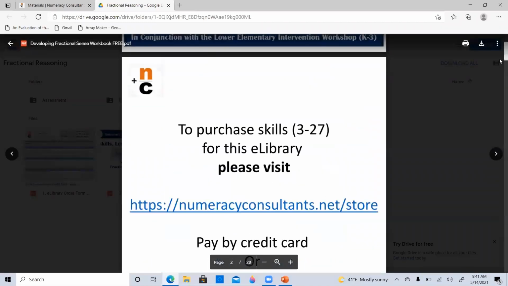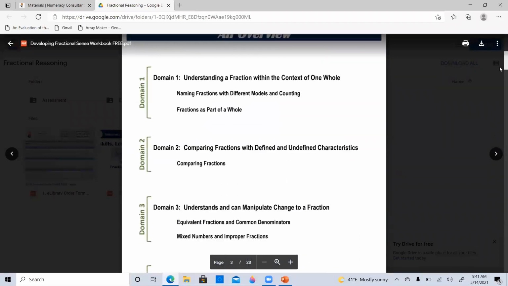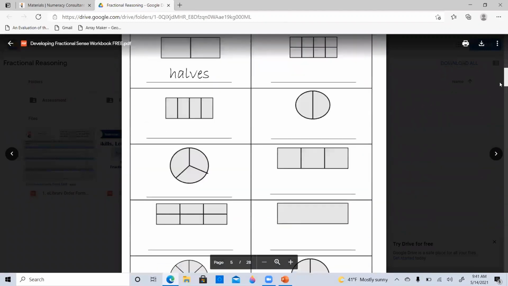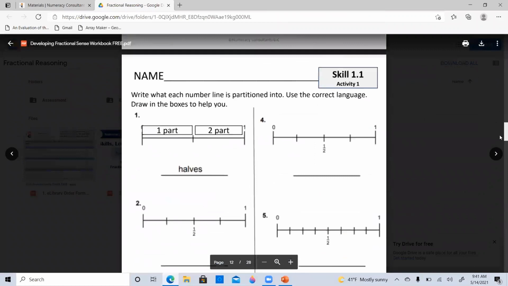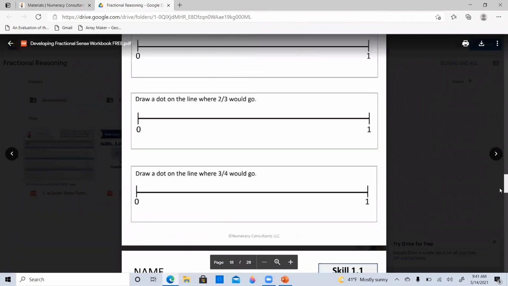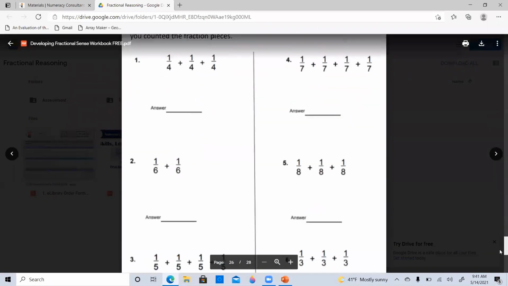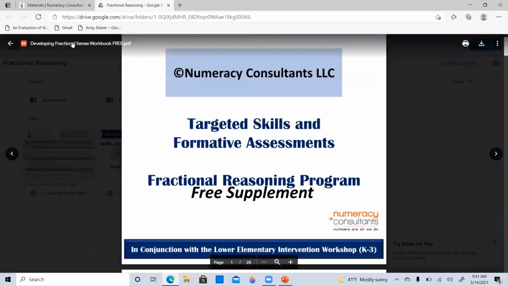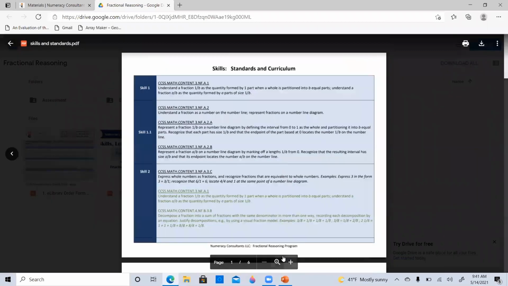So the fractional reasoning book is going to give you the first 3 skills. Though the lessons will give you up to 6, when it comes to the workbook, you'll get all the materials for the first 3 skills, which have to do with skill 1, skill 1.1, and skill 2, which has to do with counting by fractional parts. So to give you a good feel for whether this is something you're interested in using, it'll have all those materials there.